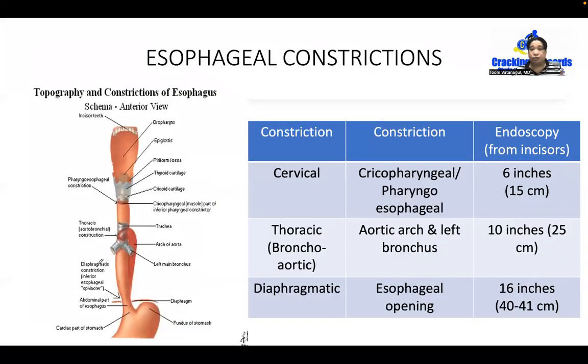Now, let's try to add more things which you need to bring with you to the exam. The esophagus has three constrictions. What are these three constrictions? We have the cervical, we have the bronchoaortic, which is also known as thoracic, and lastly, we have the diaphragmatic. Now, what is the clinical significance if there is a constriction? What is the clinical significance if the esophagus has a constriction?